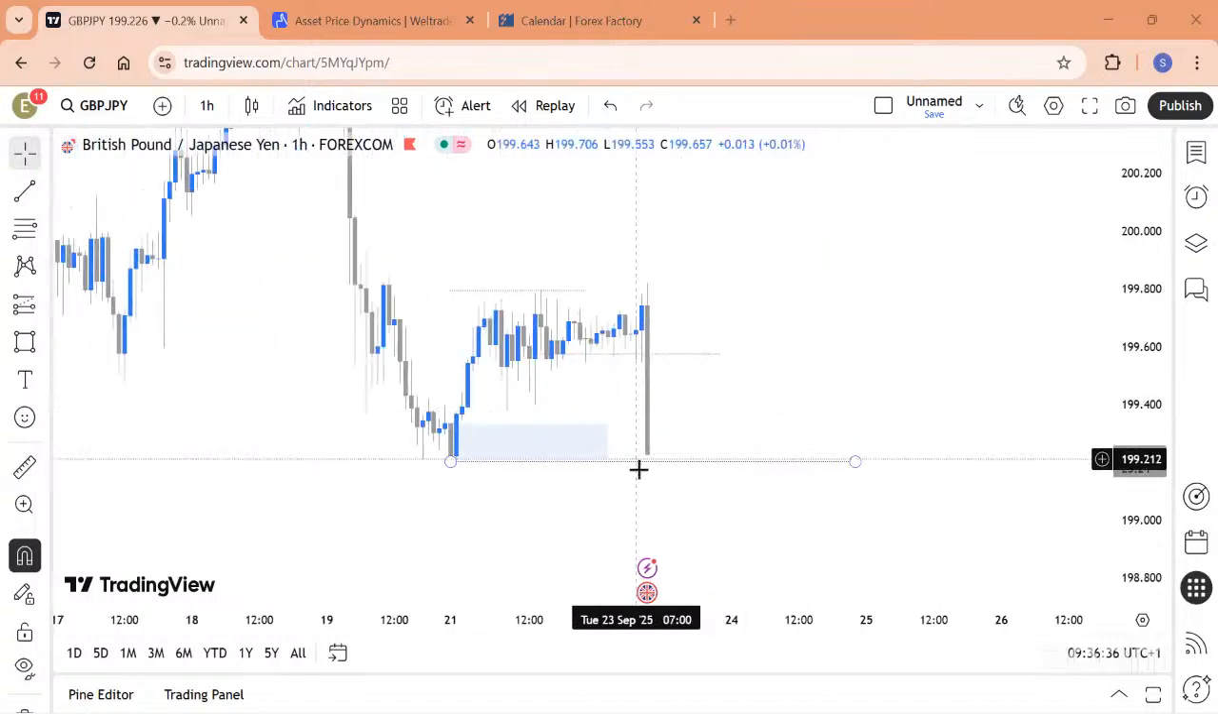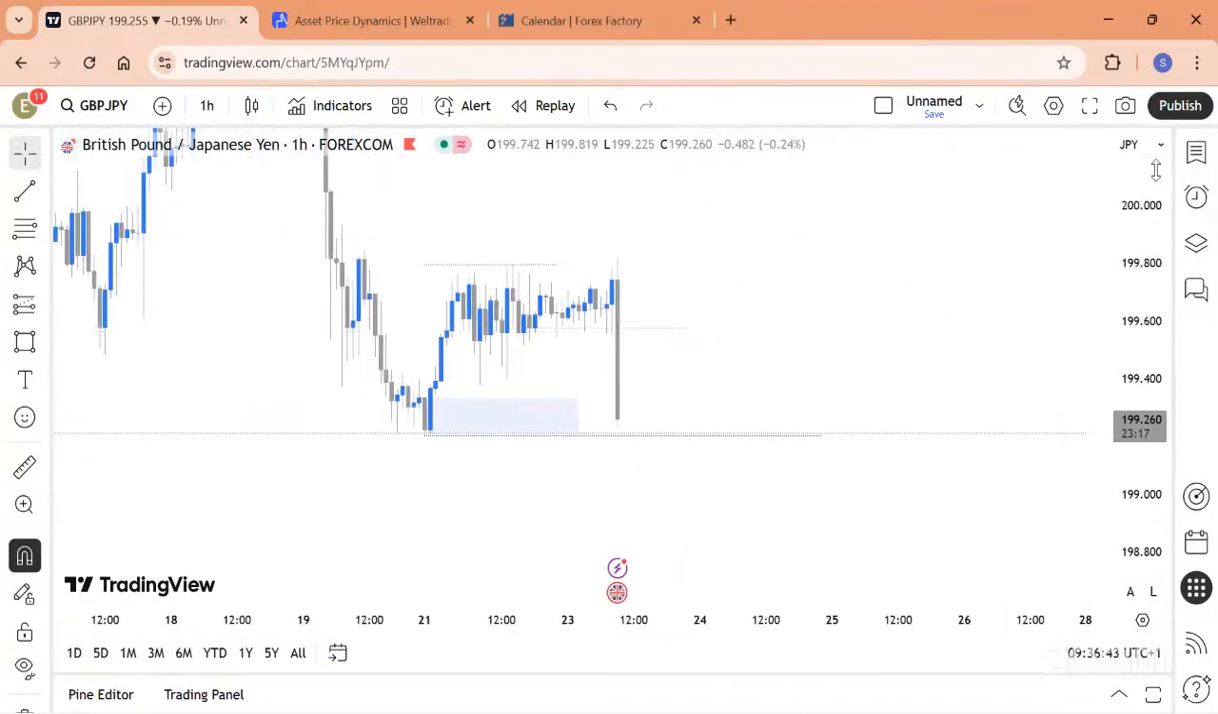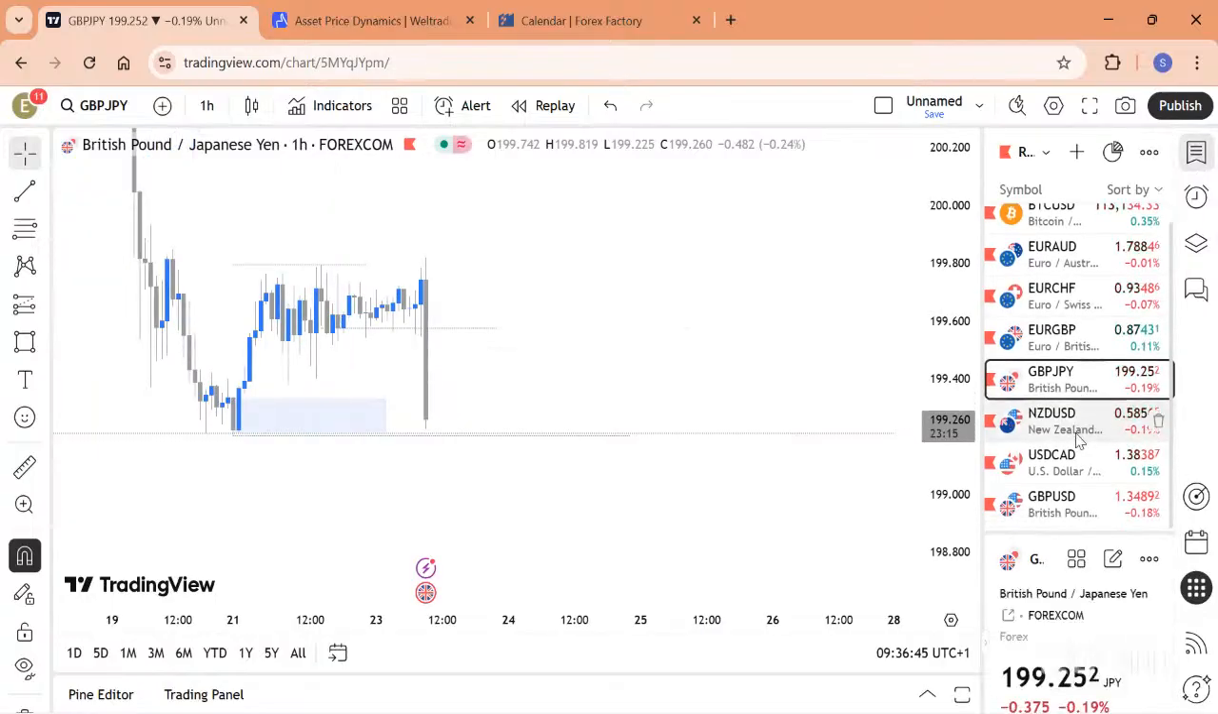So what we expect is that when this low is taken, GJ should trade back up to this area before we continue to sell. Is that okay? So that's that for GJ.